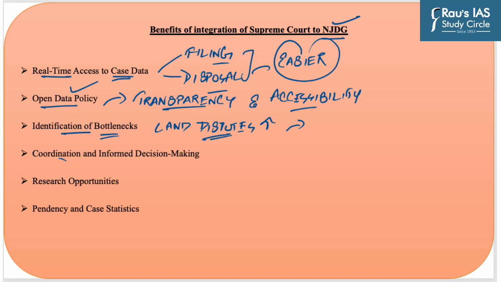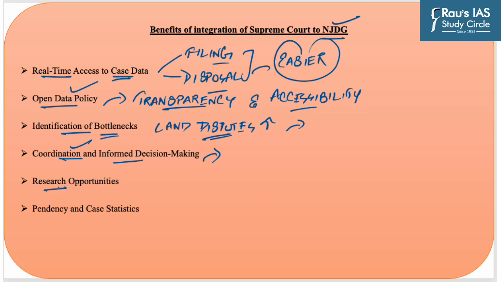Another benefit is coordination and informed decision making. Now, onboarding the NJDG will enhance coordination within the judiciary and enable informed decision making, as judges and court officials can access up-to-date information about the institution, disposal and pendency of cases, categorized by type, year, stage and quorum.